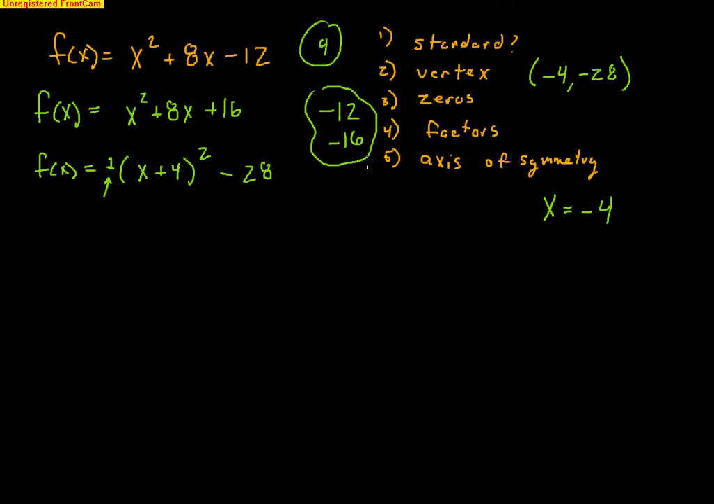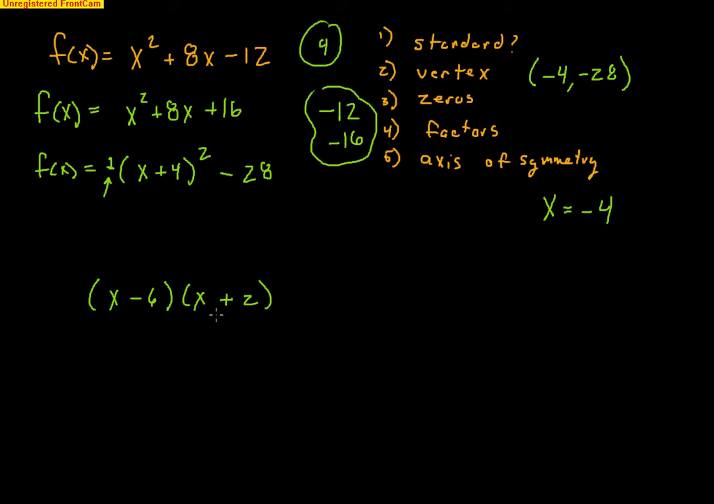You could find zeros by factoring. I'm going to actually do a couple different things. I'm going to try to factor this. Let's see here. If I could factor that original one, it would be x and x. Let's see here. 6 and 2 maybe. Negative 6 and negative 2. Well, that's not going to work.